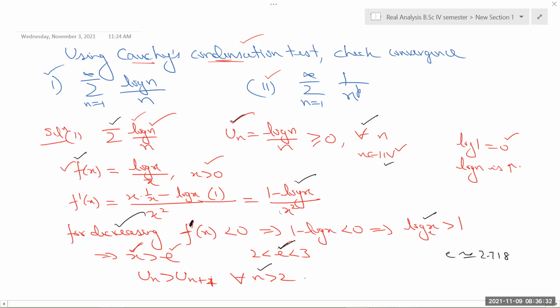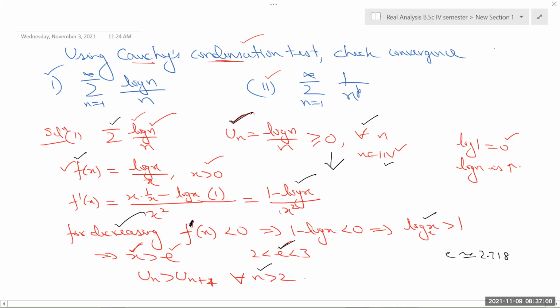So after neglecting the first term, you can clearly see that this series is a decreasing sequence. This un is a decreasing sequence because f(x) equal to log x by x is decreasing for all x greater than 0. So n equal to 1, 2, 3 will be a particular case of this x greater than 0. So again, this ensures that un is a decreasing sequence.